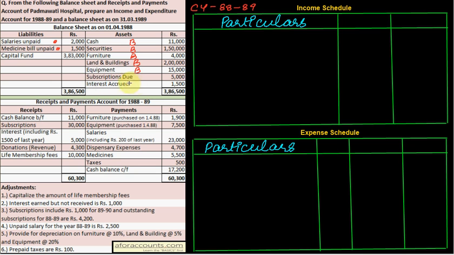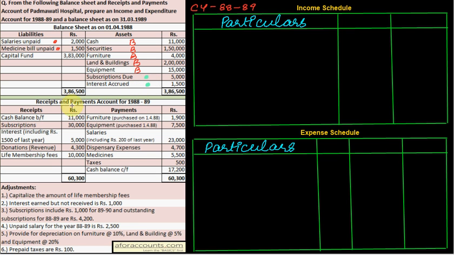Now subscriptions due 5,000 and interest accrued. These are income due but not received, so they are on the asset side of last year's balance sheet. So mark them again, that these are incomes and I need to take care of subscriptions due and interest accrued.